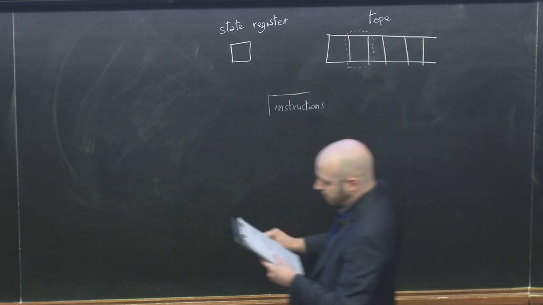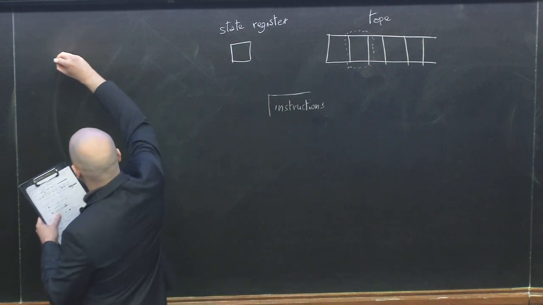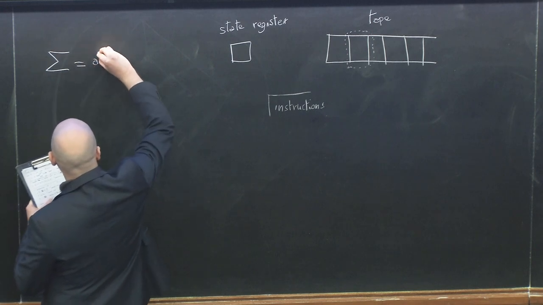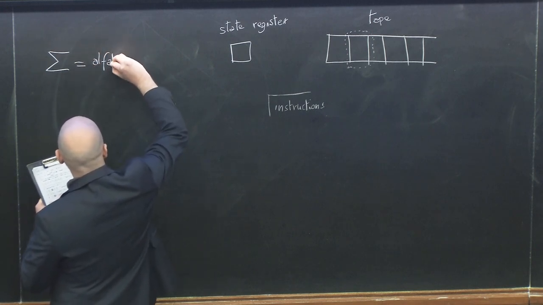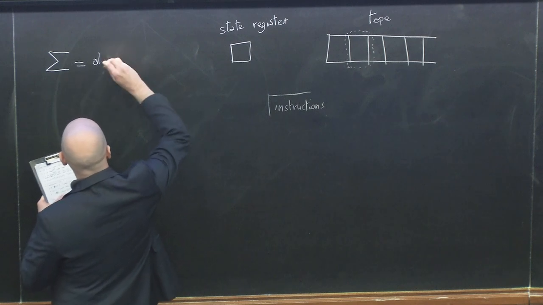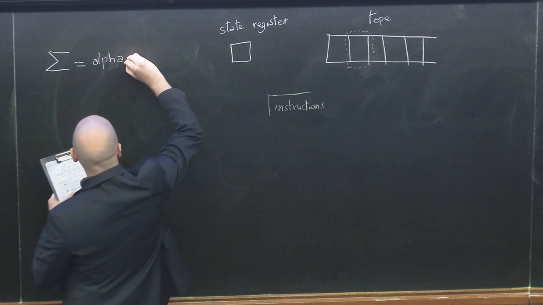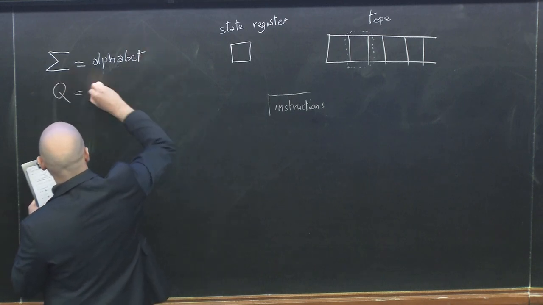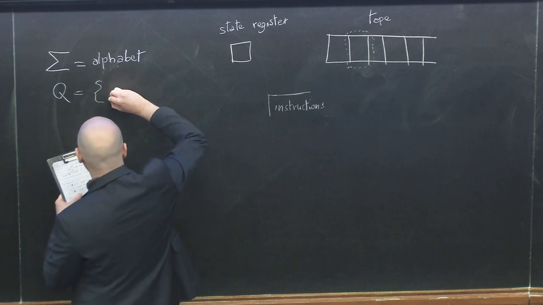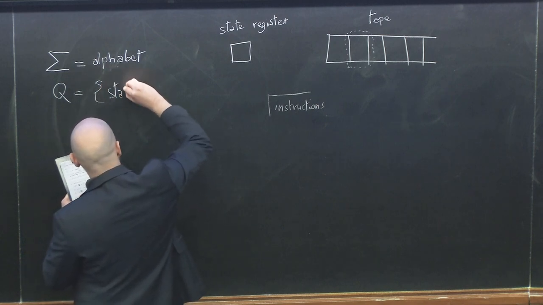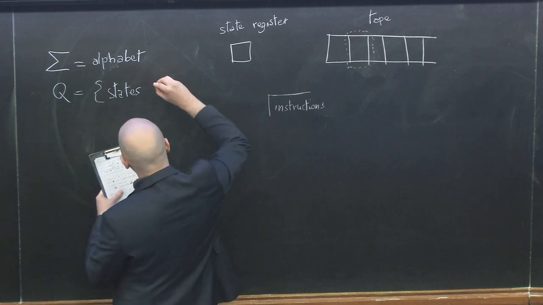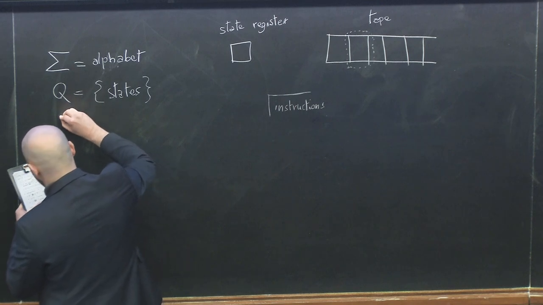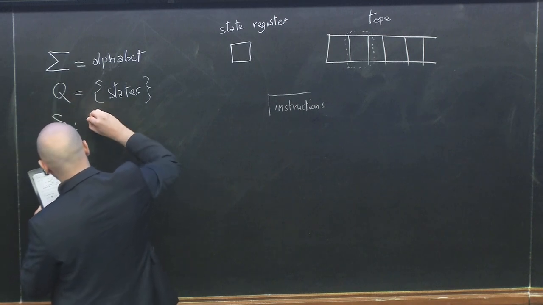So formally, a Turing machine you can see as a triple of objects. You have sigma, which is an alphabet. You have Q, which is a finite set of states. And you have a transition function.